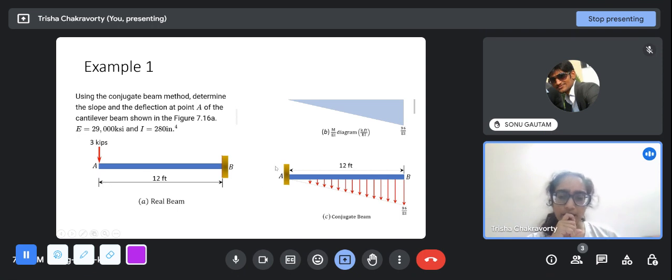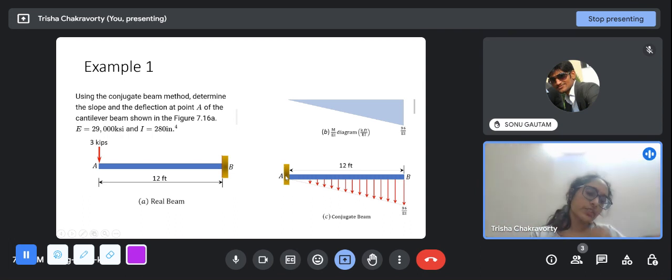So basically, what do we have to do? We have the conjugate beam. We now need the bending moment and shear force at this point. Just that. We don't need to draw the bending moment diagram because we are asked about only one point, and this is also the support reaction. So basically, we have to find out the support reactions.